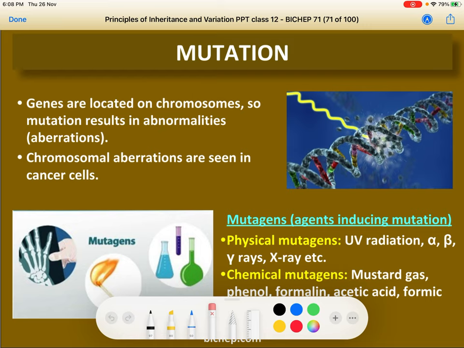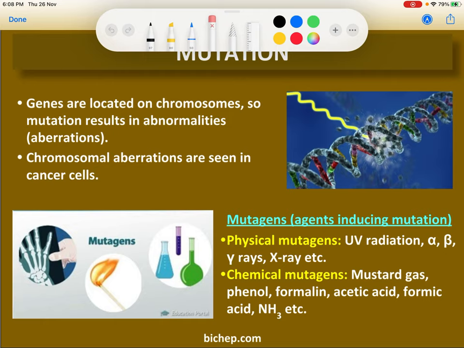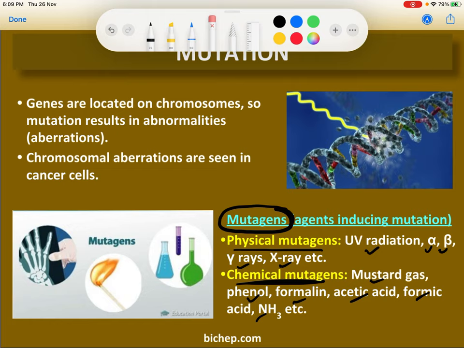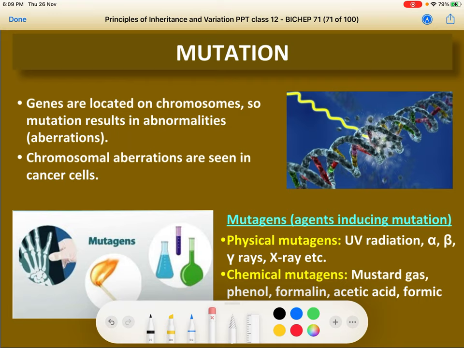Mutation is generally at two levels. Number one, gene. Number two, chromosomes. If it is at the gene level, it creates mutation at a particular gene and particular trait. But if it is chromosomal, then it can lead to cancer. Mutagens, the factors responsible for creating mutation, are of two types, physical and chemical. Physical mutagens are UV radiation, alpha, beta, gamma, X-rays, and chemical mutagens are mustard gas, phenol, formalin, acetic acid, formic acid, ammonia, etc. These are the mutagens which cause mutation.